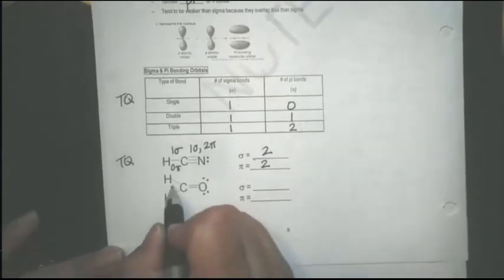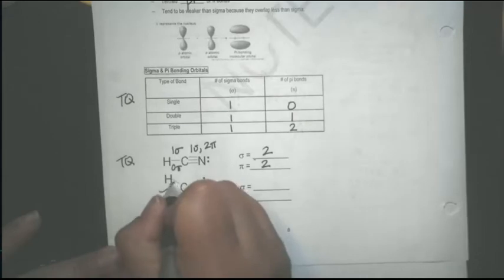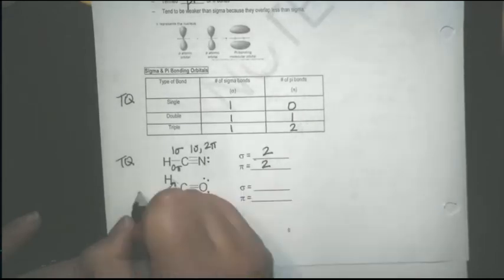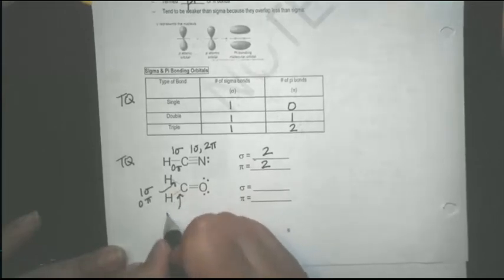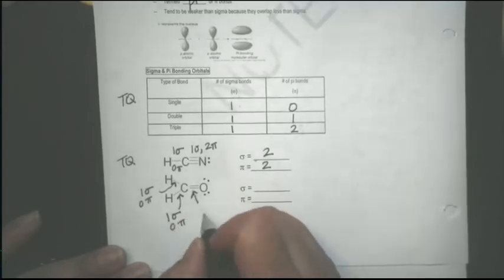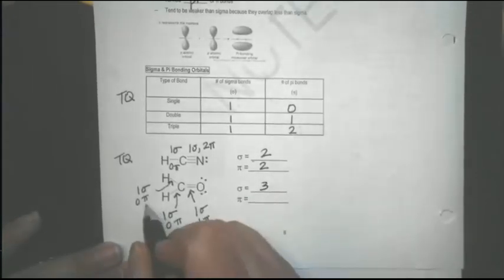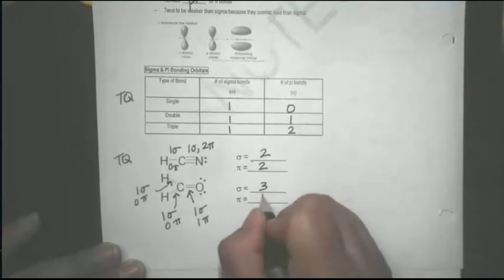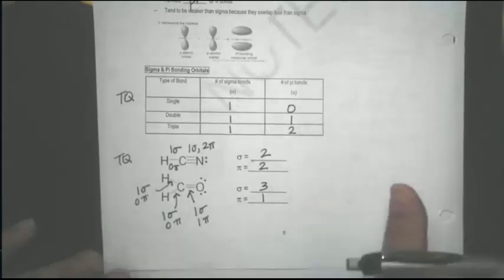So let's look here. For this one, it's a single bond, 1 sigma, 0 pi. This one here, 1 sigma, 0 pi, because they're single bonds. This here is a double. The double has 1 sigma, 1 pi. So now how many total do I have? For the sigma, 1, 2, 3. Pi, 0, 0, 1 is a total of 1.